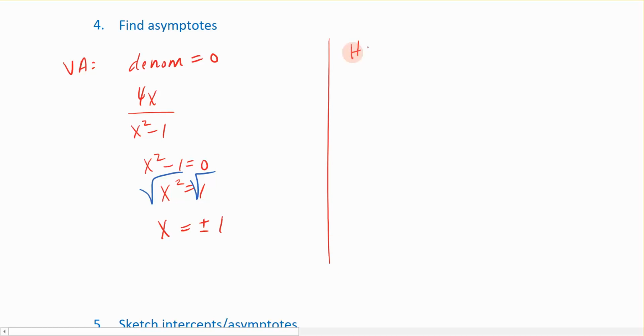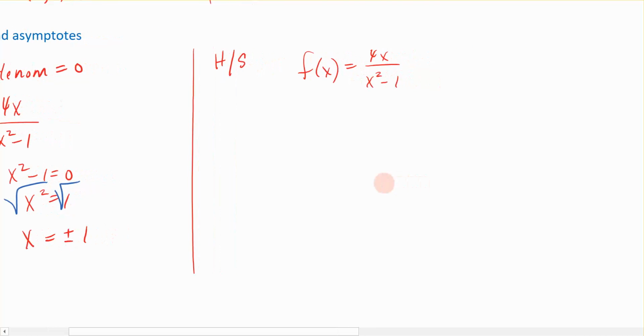Now, let's talk about the horizontal or slant asymptotes. Remember, I can't have both. I have one or the other. If my function is 4x divided by x squared minus 1, this is when we are going to look at the degree of the numerator versus the degree of the denominator. So the degree of the numerator is 1, the degree of the denominator is 2, and 1 is less than 2. When the degree of the numerator is less than the denominator, we have a horizontal asymptote at y is equal to 0. Go back and look at your rules for that if you can't remember.